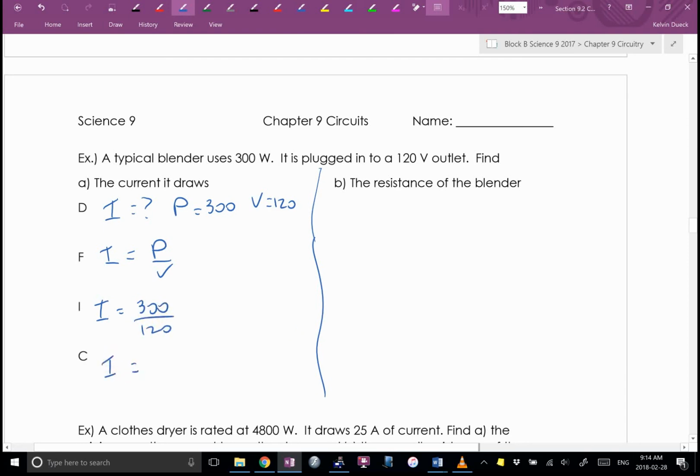I can do this in my head. It's going to be 30 divided by 12 divided by 6 divided by 6. It's going to be 5 divided by 2. I'm doing the math in my head. Let me know if I'm wrong.